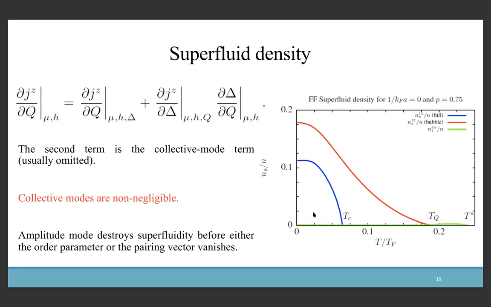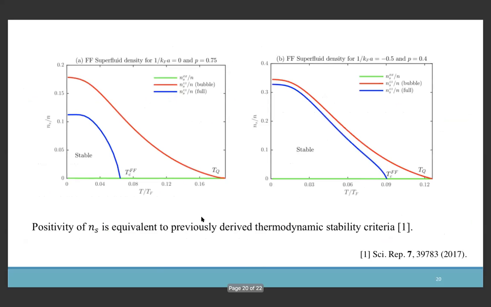So this calculation shows that this amplitude mode is very important, and it really suppresses superfluidity at temperatures much lower than either Tq or T star. And this is also important because in Larkin and Ovchinnikov's paper, they say they're just working toward a delta squared, but you don't quite know if that's near Tc, Tq, or T star. But here we've done the complete calculation, and we have this very nice result.